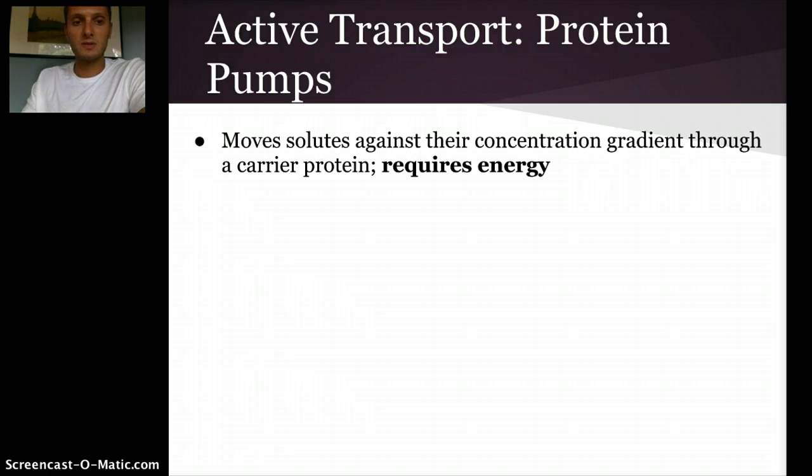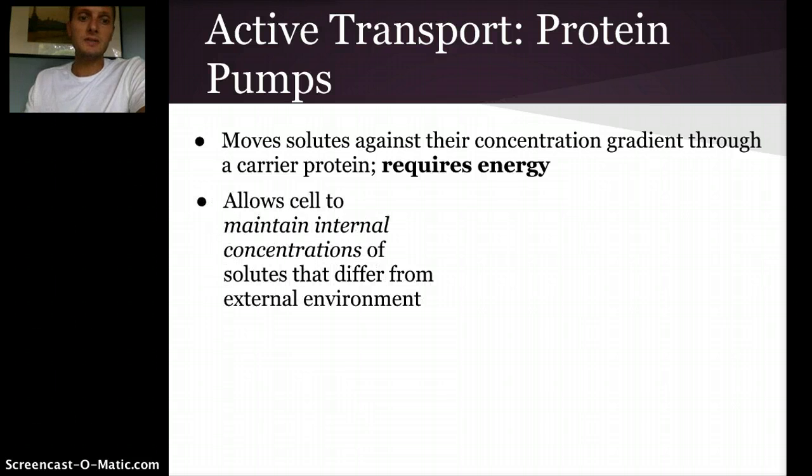Again, passive transport is moving molecules from high concentration to low concentration. Active transport is the complete opposite. We're moving from areas of low concentration to high concentration. And in order to do that within the cell, it requires energy. And this allows cells to maintain their internal concentrations of solutes that differ from the external environment.